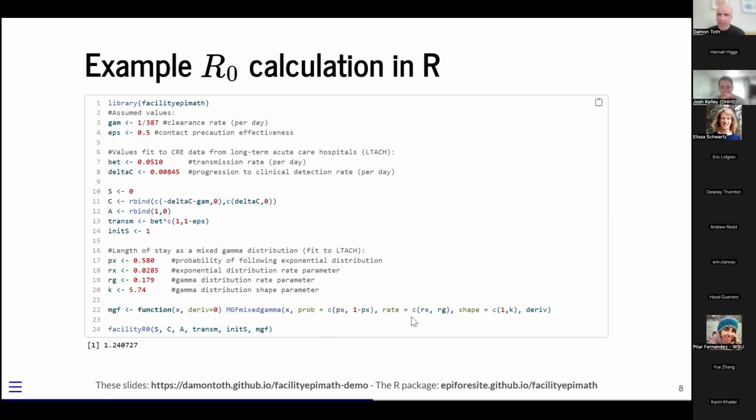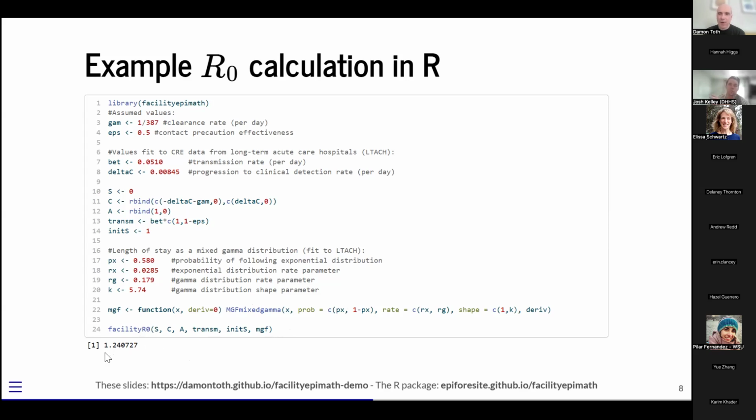And so you can build that automatically there using that built-in function. Then we have all the components we need to calculate R naught: the SCA, transmission vector, initial condition, and that MGF, moment generating function. And the R code will spit out the R naught.